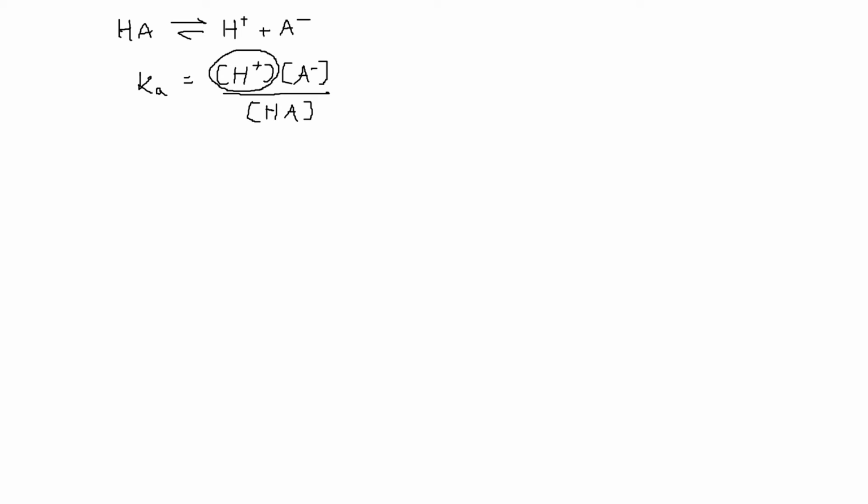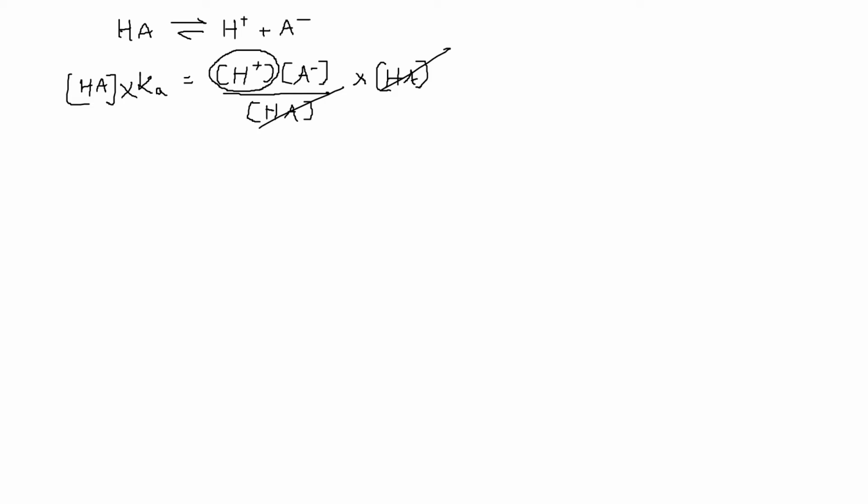To do that we multiply both sides of the equation by the concentration of HA. So we do the same on the other side here, multiply by HA concentration, so those two things cancel out. So we're left with HA multiplied by Ka equals the concentration of the dissociated acid multiplied by the concentration of the base. But we still need to get this term by itself.